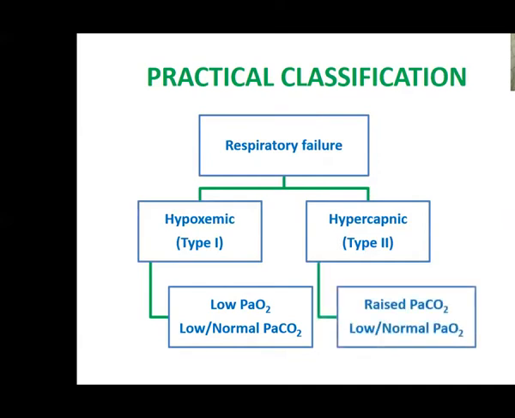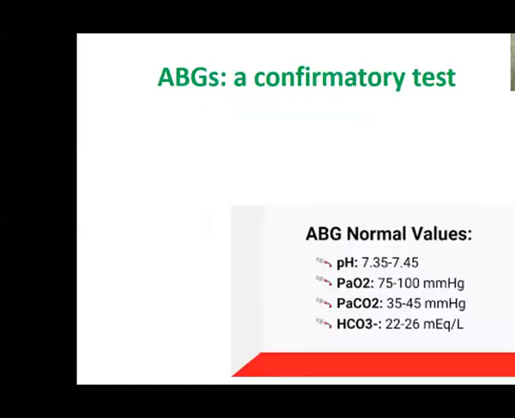But in type 2 respiratory failure, we will discuss the causes, then you will know why it occurs. There, the movement of carbon dioxide is impaired, and usually it is associated with low oxygen. So when carbon dioxide is affected along with oxygen, it is type 2 respiratory failure. When only oxygen is affected, it is type 1 respiratory failure.